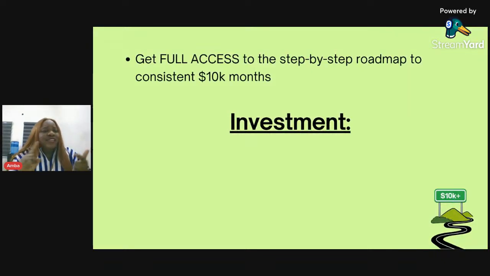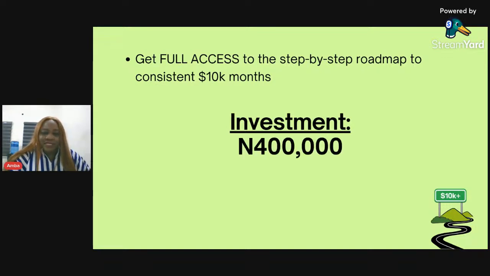So here's the offer. You get full access to the step-by-step roadmap to consistent 10K months. Full access to all of this that will be shown to you. Now, you'll be asking, how much is it, Amber? What's the investment? The investment for everything I'm going to be giving you is 400K. However, I will not be allowing you to pay 400K.